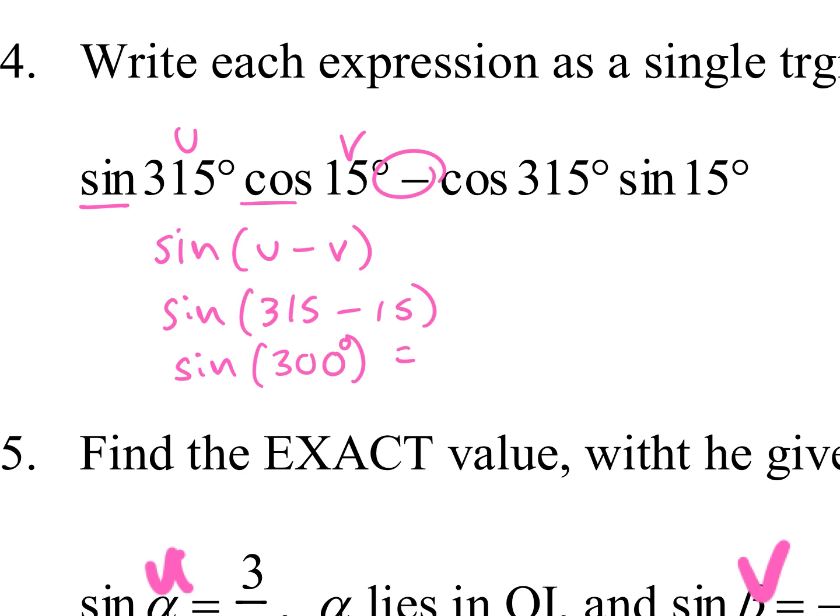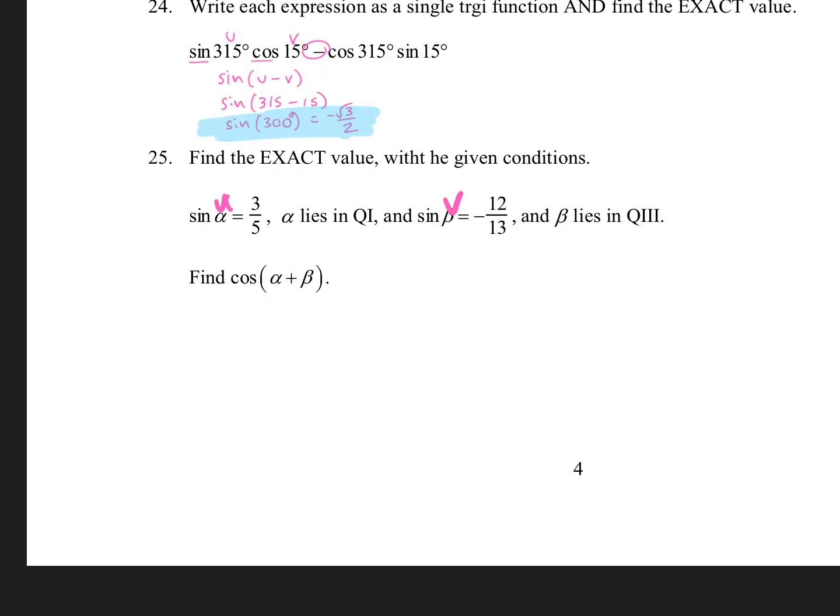So I go to my unit circle at 300, and what is my y value? Negative root 3 over 2. Perfect. Will we ever get something that's not exactly on the unit circle? No. For these type of questions, it'll be something on the unit circle. So let's do 25.